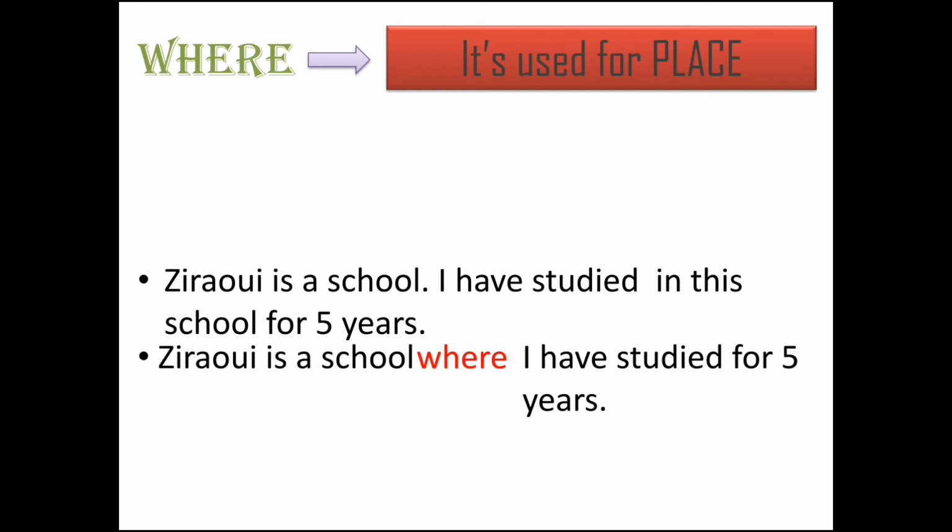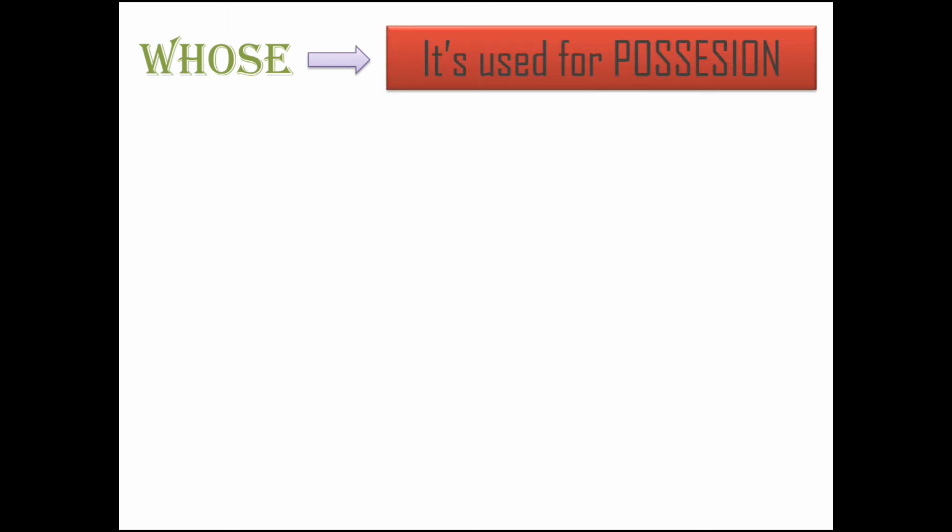The last relative pronoun that we are going to talk about is whose. Whose is used to talk about possession. We use it for possession. When we talk about possession, we talk about something that belongs to you. For example, do you still remember possessive adjectives? For example, my, your, his, etc. This is what we mean by possession.